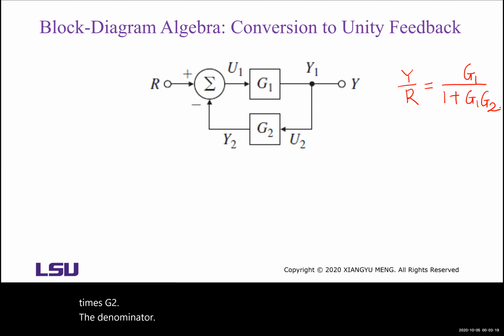So let's change the gain in the feedback loop G2 to 1. Now let me draw the block diagram, and let's see what change we need for the block diagram to make it unity feedback.